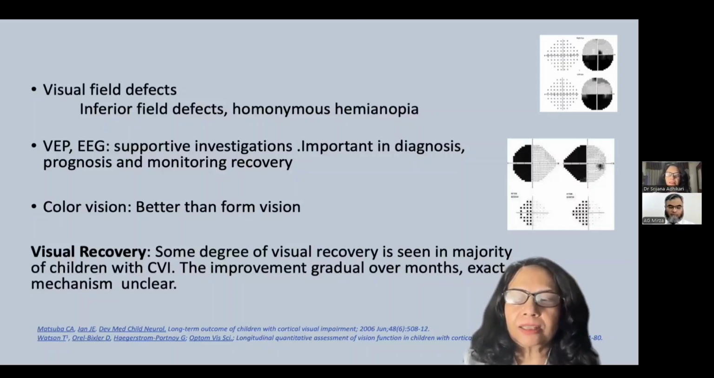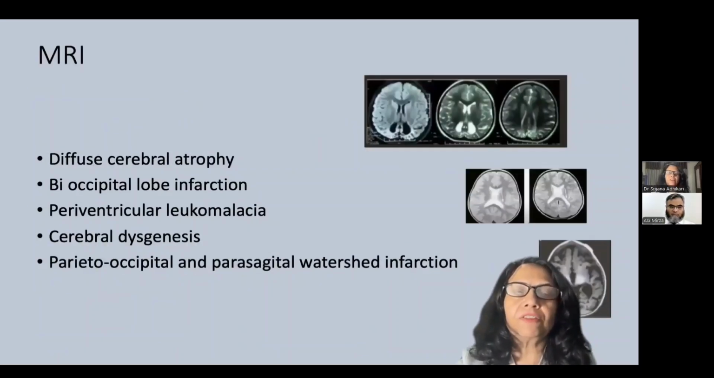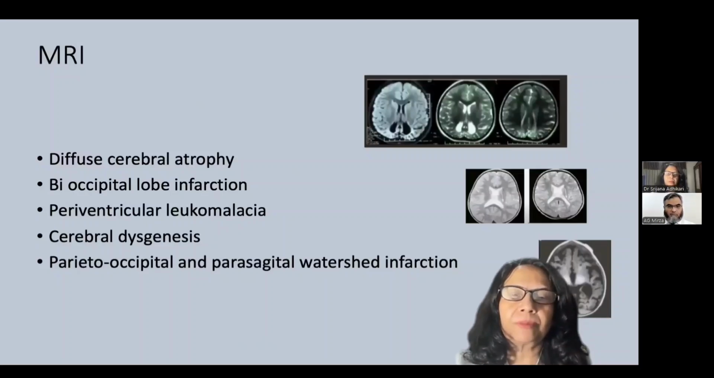So these are the things that we have to investigate, and of course MRI is very important. In the MRI, to establish the diagnosis of cortical visual impairment, there can be diffuse cerebral atrophy, occipital lobe infarctions, periventricular leukomalacia, cerebral dysgenesis, and parieto-occipital and parasagittal watershed infarctions. These are the findings we can see through the MRI.